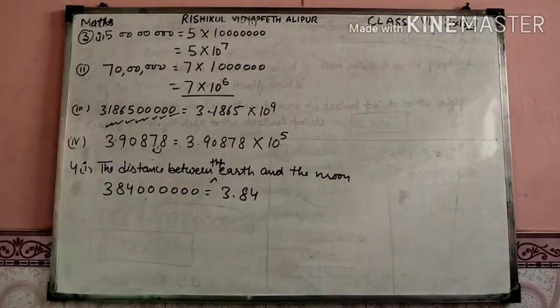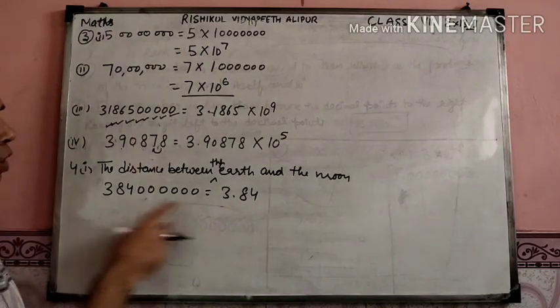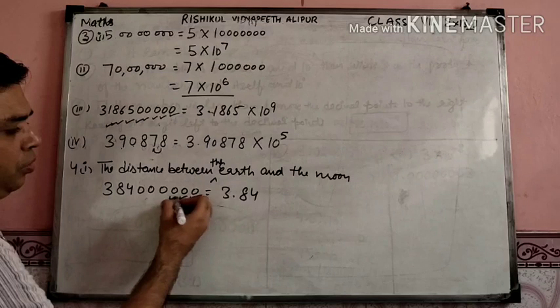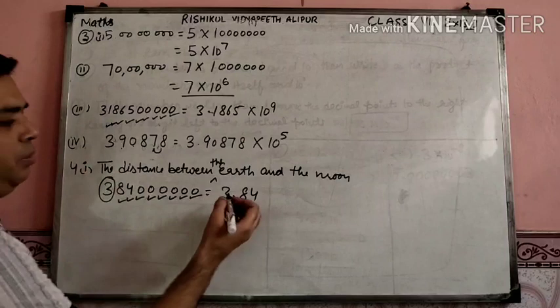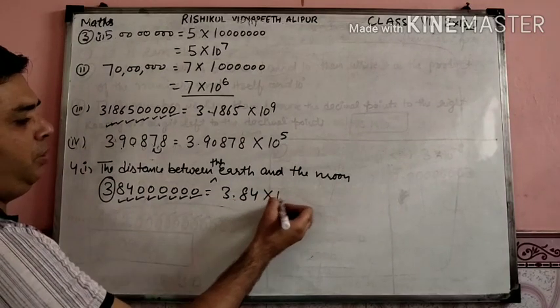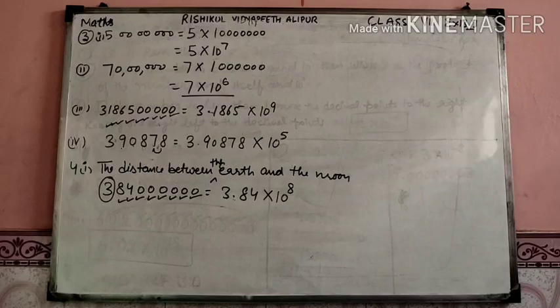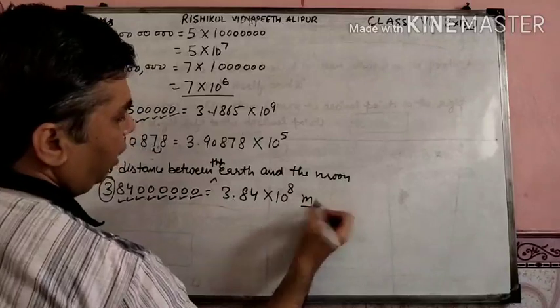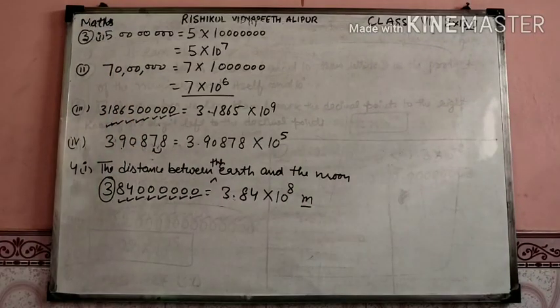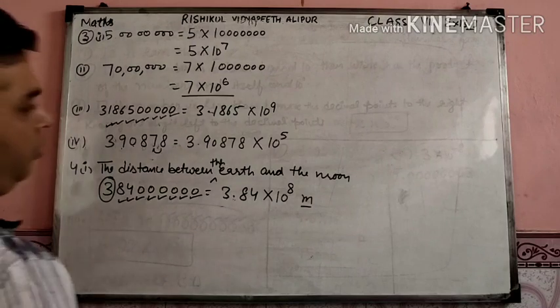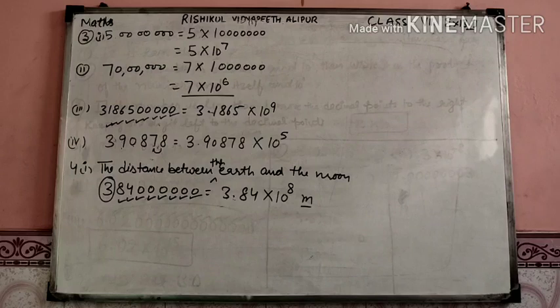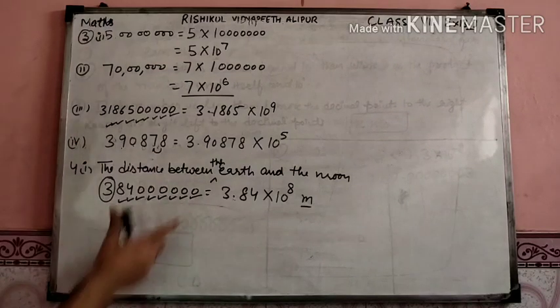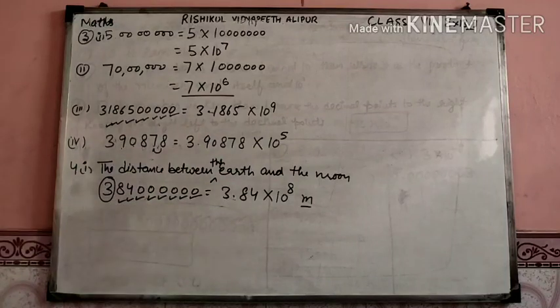Very good. How will you write? 3.84. How will you count? 1 2 3 4 5 6 7 8. Only one digit will be left. So it can be written as 3.84 into 10 raised to power 8. This is the distance between Earth and the Moon, and this is 3.84 into 10 raised to power 8 meter. So in this way you can write the distance.